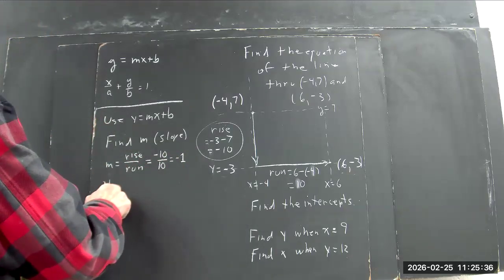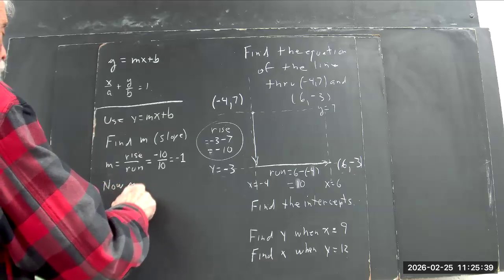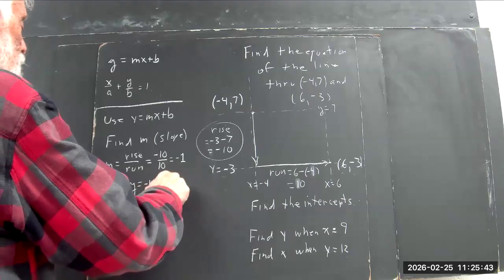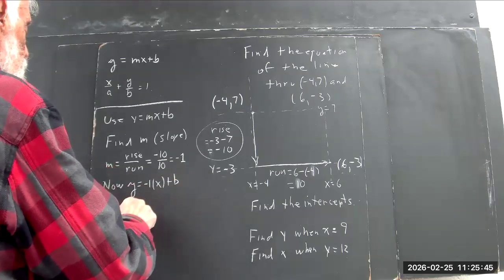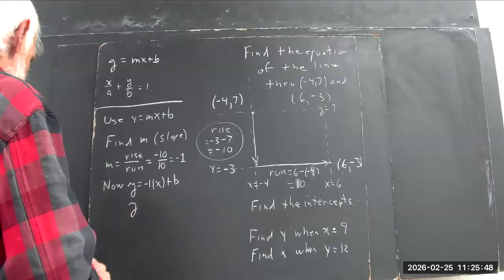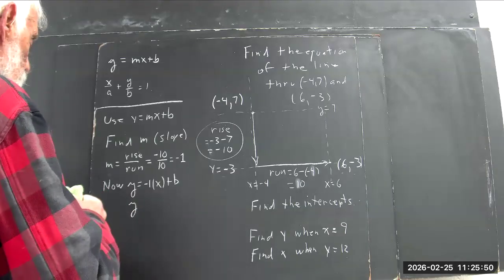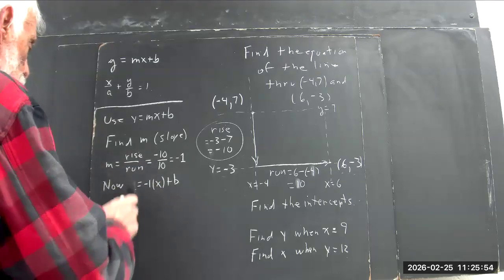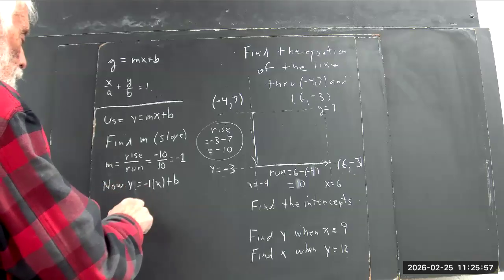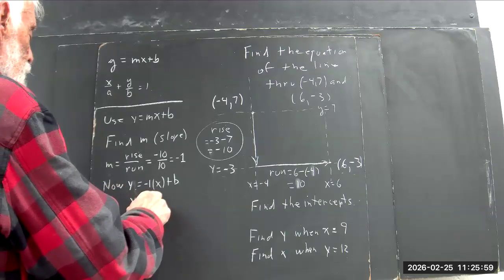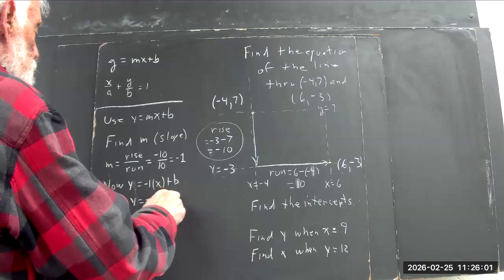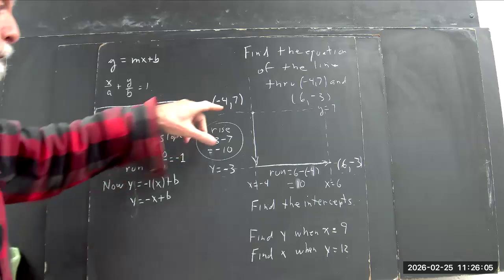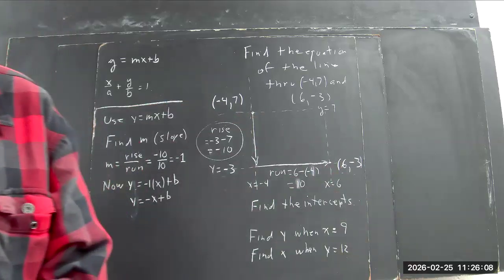So now y equals -1 times x plus b. Actually, I should write that y equals -1 times x, or just y equals -x plus b. Okay, now we use either the left point or the right point.